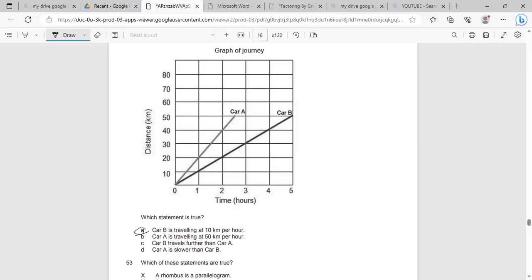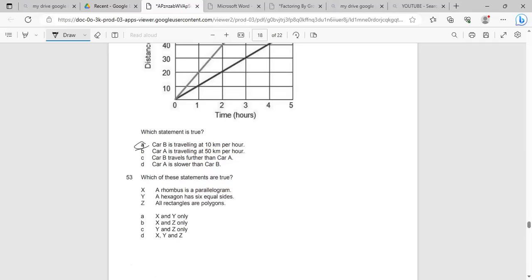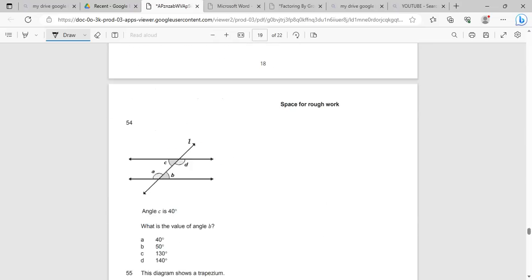All right, that one here now it says this again. Which of these statements are true? A rhombus is a parallelogram, a hexagon has 6 equal sides, a rectangle is a polygon. So this is not correct. You don't necessarily have to have 6 equal sides, all right? So it's gonna be X and Z only, which is B. All right, let's go, guys. We want to reach before 5 o'clock.